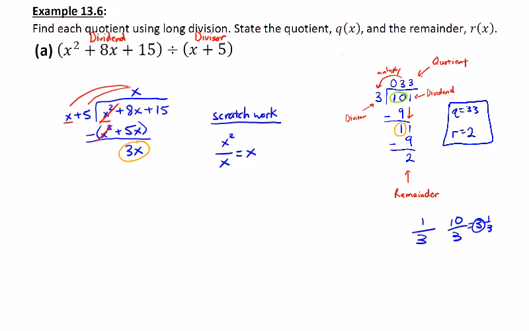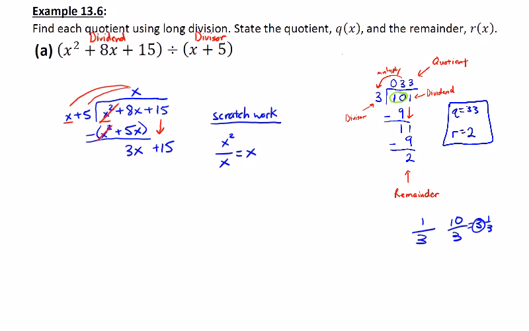After that, the next step was to bring down the next digit. So in this case, we're going to bring down the next term. So we're going to bring down the plus 15. And that completes one round of the long division process with a polynomial. So we got to go through the process again.